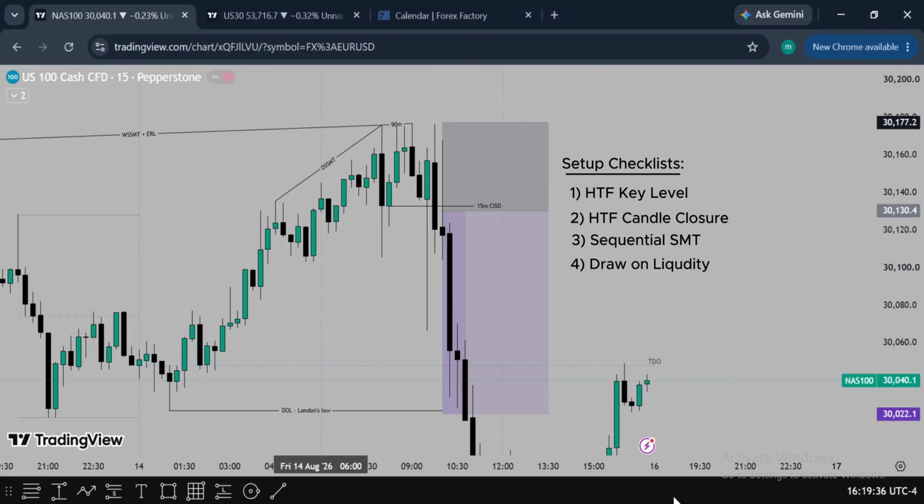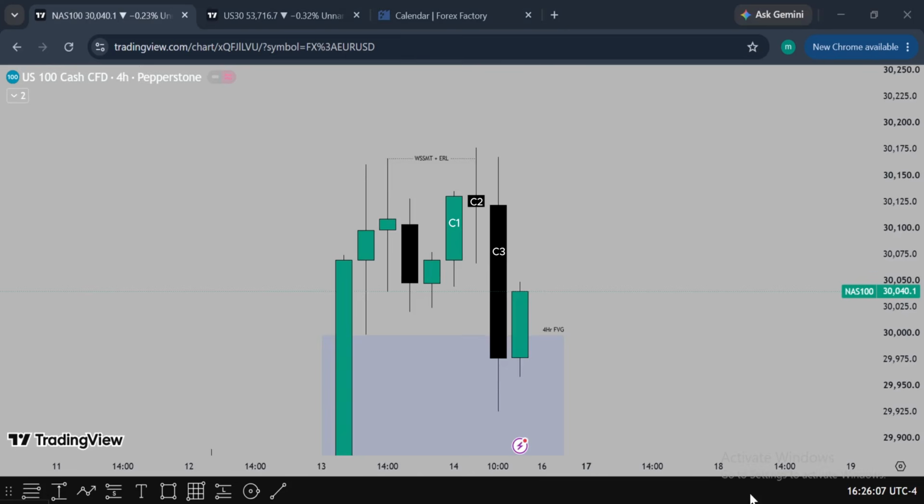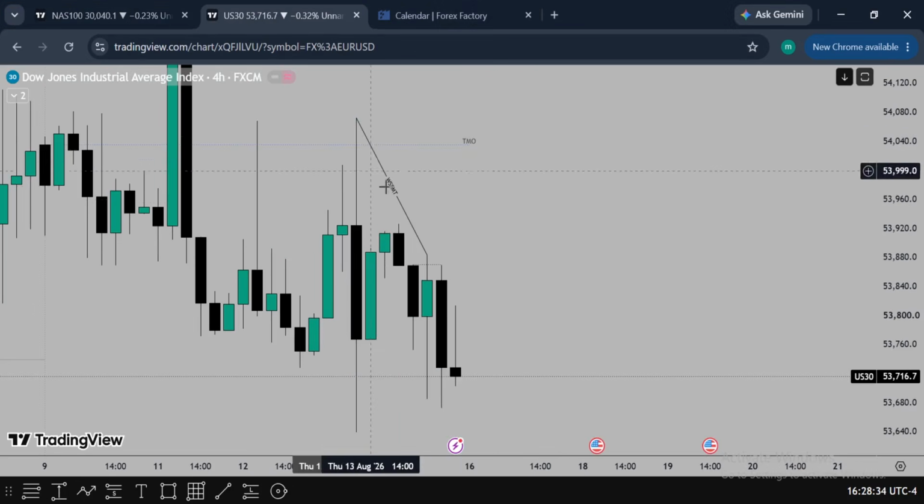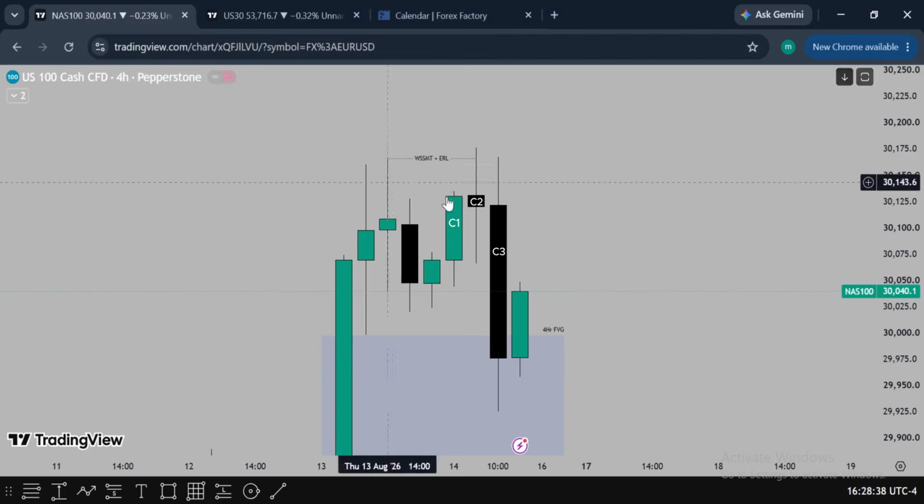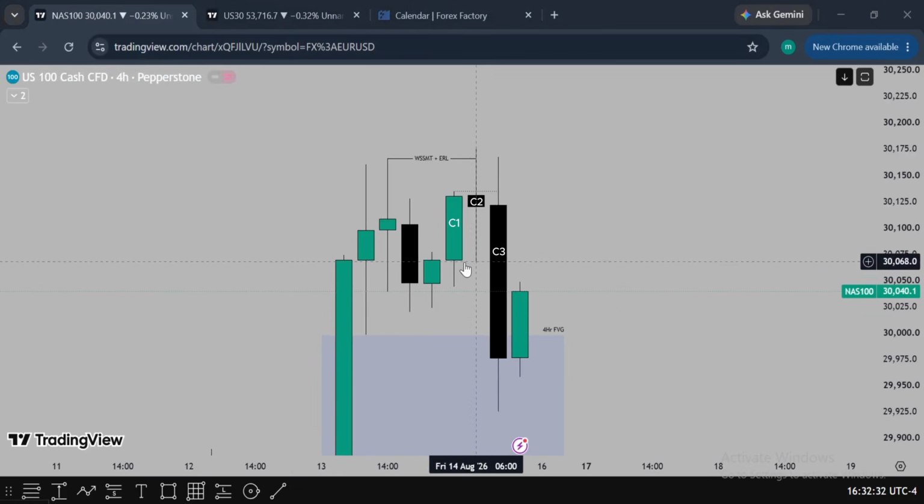We are going to start our top-down analysis from the 4-hour chart. Here on the 4-hour chart, we do have a clear price action. After the 6 o'clock candle opened, NEQ took previous day high and YM failed to take previous day high, creating our first bearish sequential SMT. Also, NEQ took the previous candle's high, which is the 2 o'clock candle's high, and rejected to close above the previous candle's high, forming a candle to reversal closure.